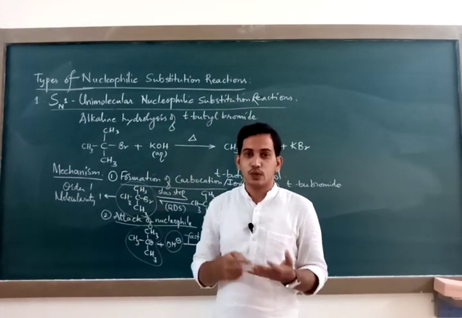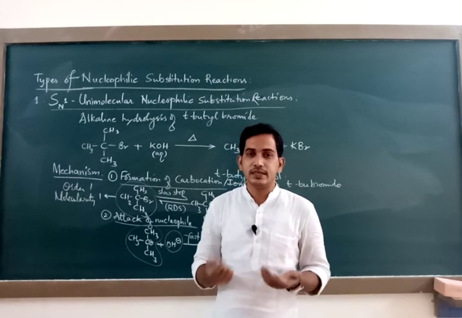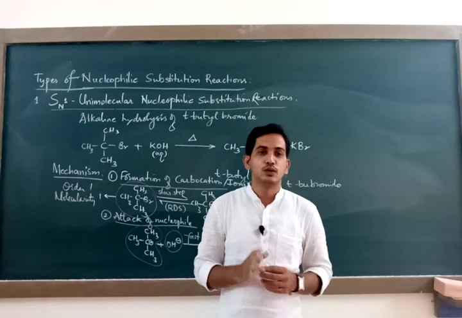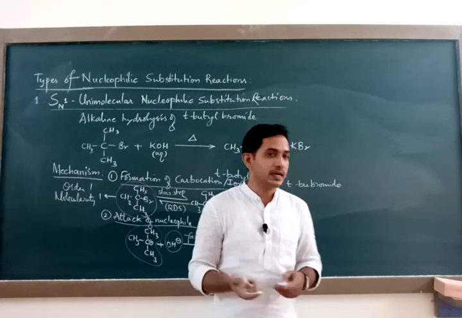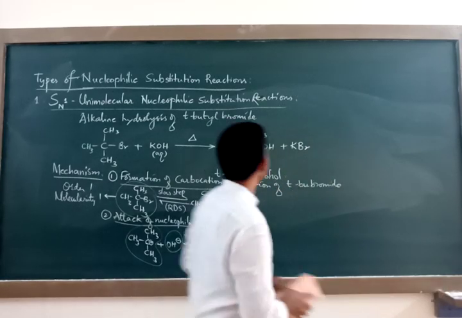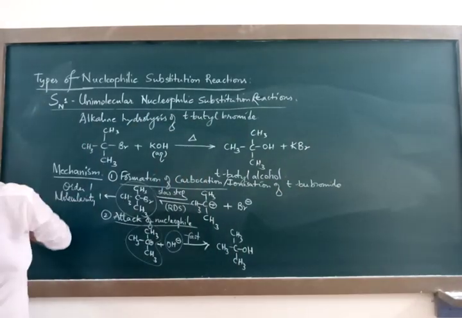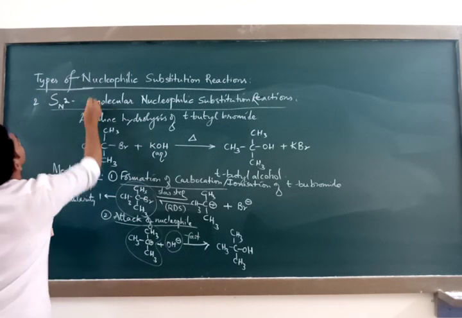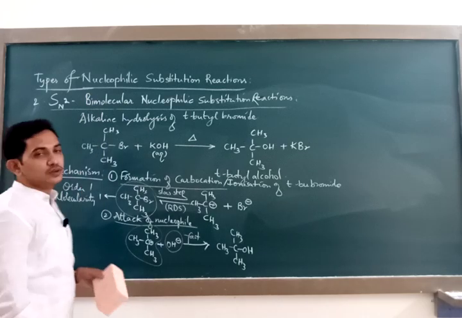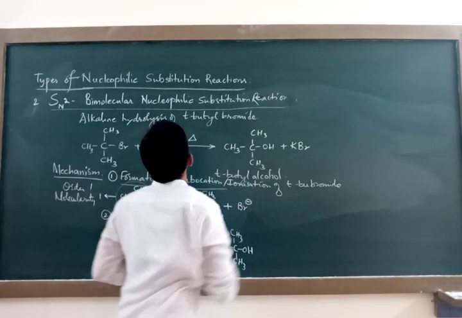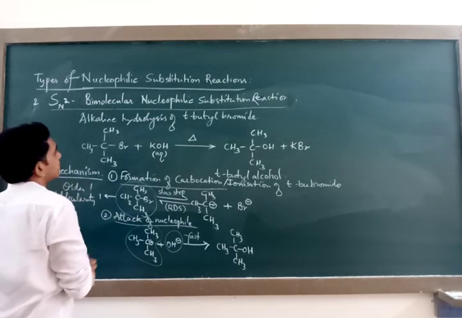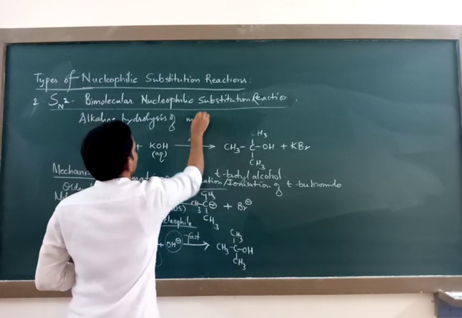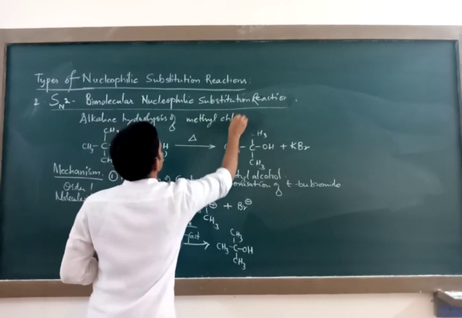This reaction, SN1 reaction or else SN2 reaction, is a fixed question in your second year theory annual examination. So practice this question repeatedly. Now let us see SN2. SN2 stands for a bimolecular nucleophilic substitution reaction. Now for this we have alkaline hydrolysis of methyl bromide or methyl chloride. Choose any one.